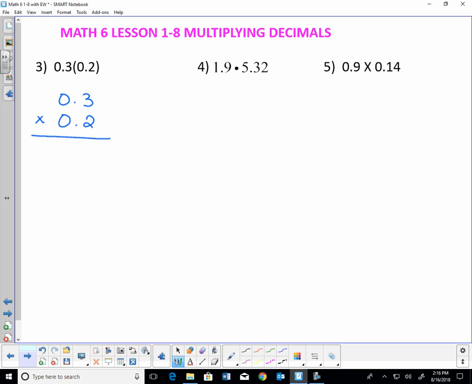3 times 2 is 6. I don't need to multiply by anything else. I have 1 digit after the decimal point in the 0.3. I have 1 digit after the decimal point in the 0.2. I need 2 digits after my decimal point. I don't have 2 digits here. I have a 6. So in order to get 2 digits, I have to annex a 0 here. So I have 0.06. So the answer to this problem is 0.06. I have to have 2 digits after my decimal point.